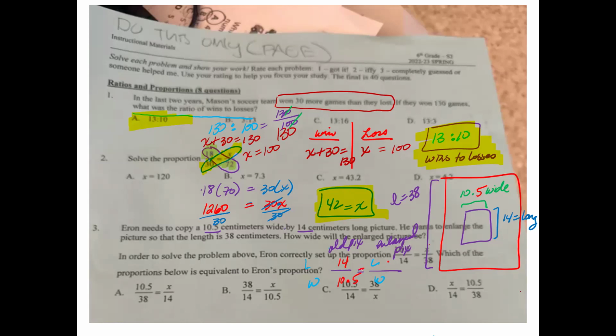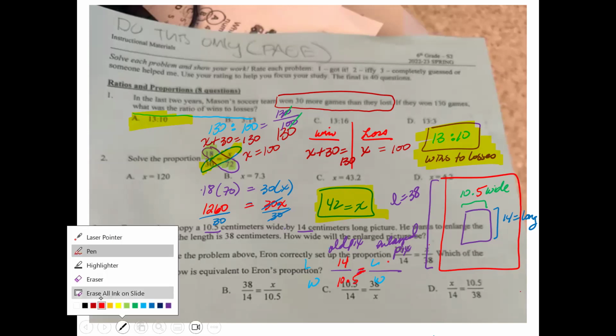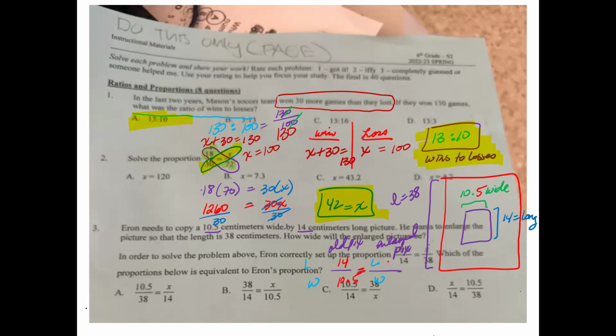The second fraction. Do you see the second fraction? That's the measurement of the new picture. Which one did they give you of the new picture? 38. And that's what? Is it the length? Is it the width? Length. What is it asking to find? Asking to find the width. Of the new or the old picture? The new. So you put X right here. Do you see how everything is labeled? Yep. Which one of the options, A, B, C, D, is set up like this?